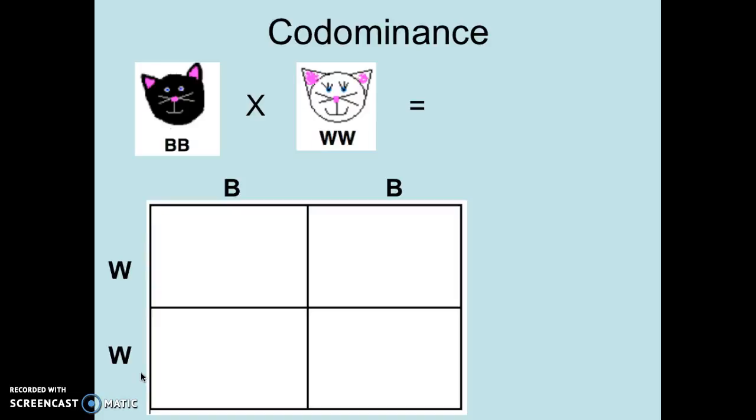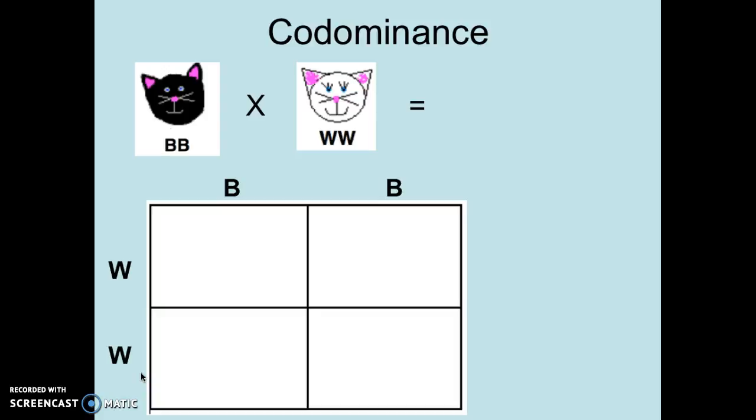Our next pattern of inheritance is codominance. And by that term co, we know that means equal or shared, and that's exactly what happens. Notice also with this particular inheritance pattern that we're using all capital letters and that we have two different capital letters. In previous inheritance patterns, we've always used the same letter. So that's a little bit different, but it's also a tip-off that it might be codominance.